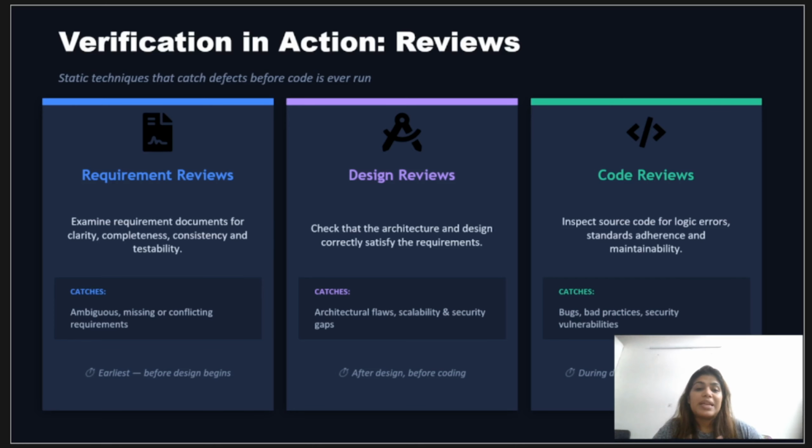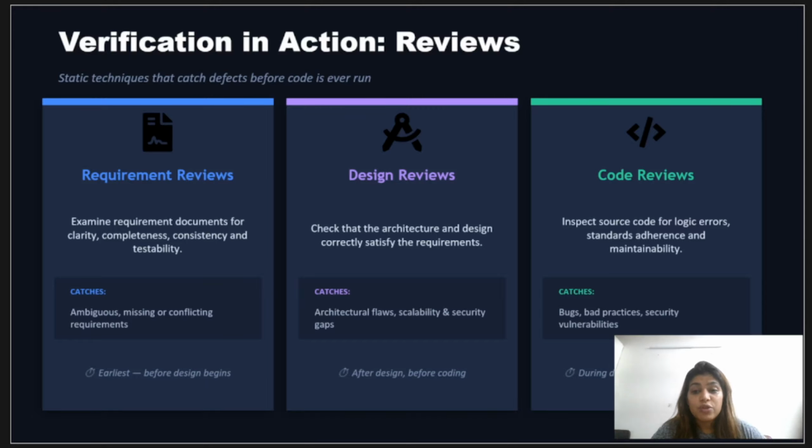Verification shows up mainly as reviews. Let's look at three big ones in the order they happen across a project. The first one is a requirements review, the earliest and arguably most valuable. We sit with the requirements, the SRS, user stories, and check: are they clear, complete, consistent, testable? A vague requirement like 'the system should be fast' gets flagged here and quantified to 'pages load in under 2 seconds.' Catching a bad requirement now costs almost nothing. Catching it after it's coded costs a fortune.